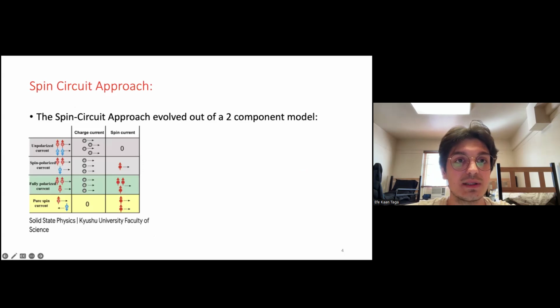Normally the spin circuit approach evolved out of a two-component model where the spins are aligned. In this model, it's relatively intuitive. There are two species of current. One is charge, and the other is spin. The spin one is the difference of the up and down spins, whereas the charge one is the electron number and the speeds given by.